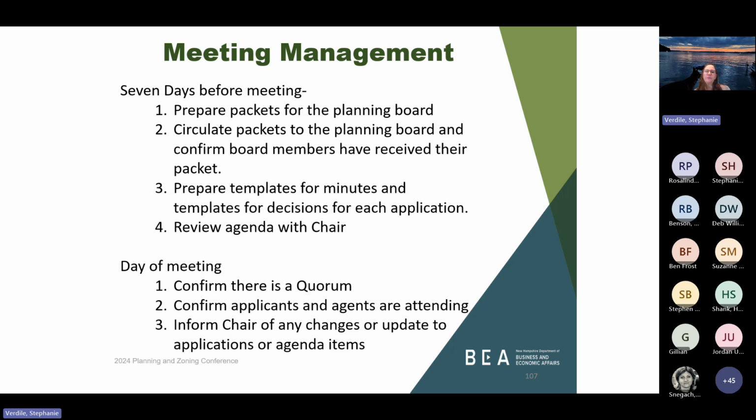And on the day of the meeting, make sure that you're confirming you've got a quorum. You can reach out to the applicants to make sure that they're still planning on attending. Some days, the day of the meeting is one of the busiest days in the office, because there are a lot of last minute changes. Murphy's Law usually kicks in the day of a meeting. So just be prepared for that.